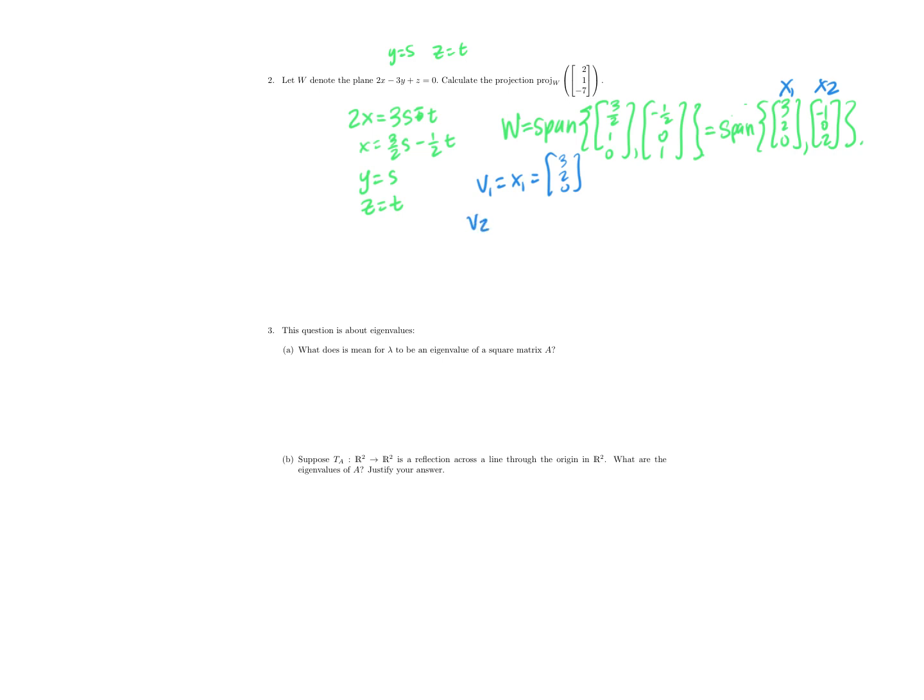And then v2 will be x2 minus (v1 dot x2 over v1 dot v1) times v1. So x2 is (-1, 0, 2) minus, and when I do v1 dot x2, I'm going to get negative 3 plus 0 plus 0. And then v1 dot v1 is going to be 9 plus 4 plus 0.